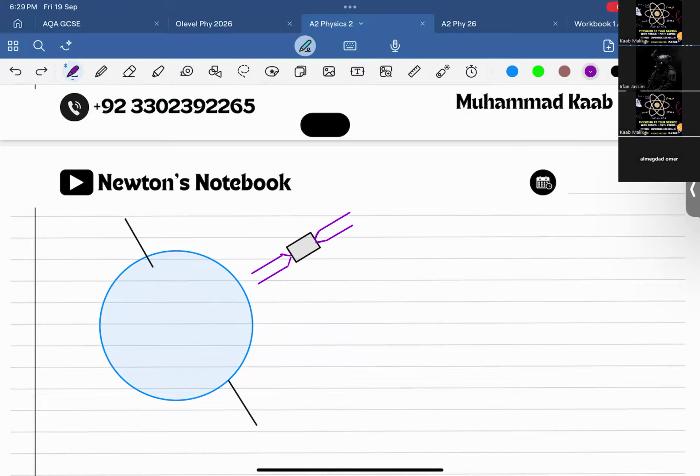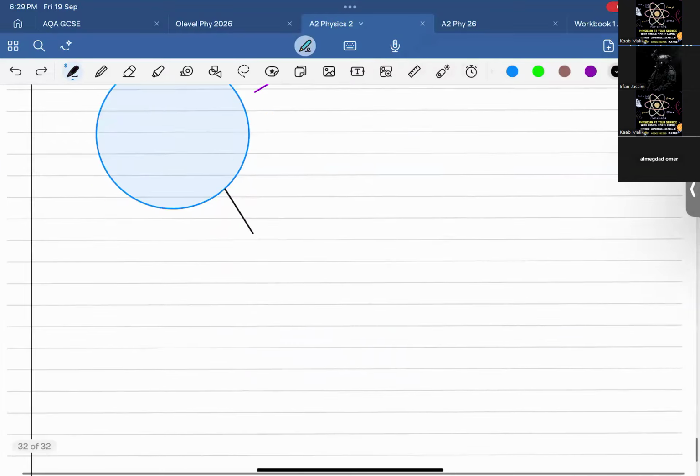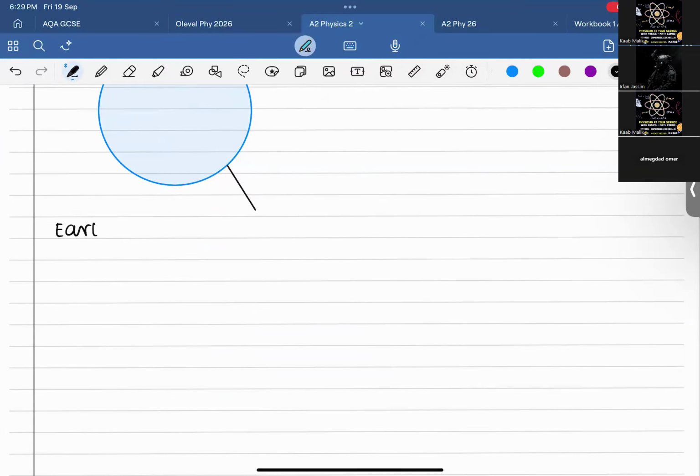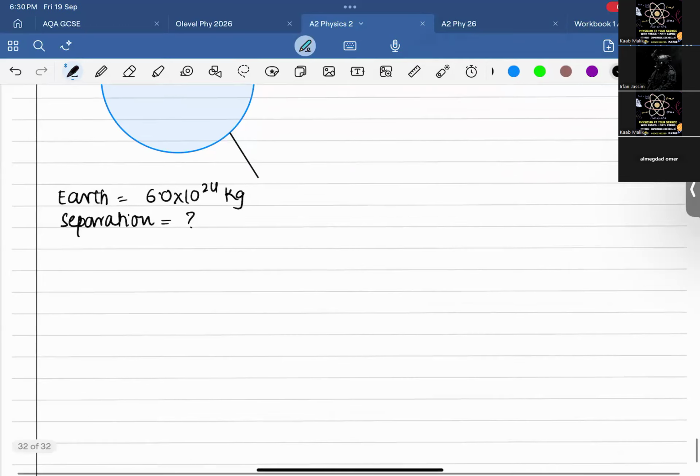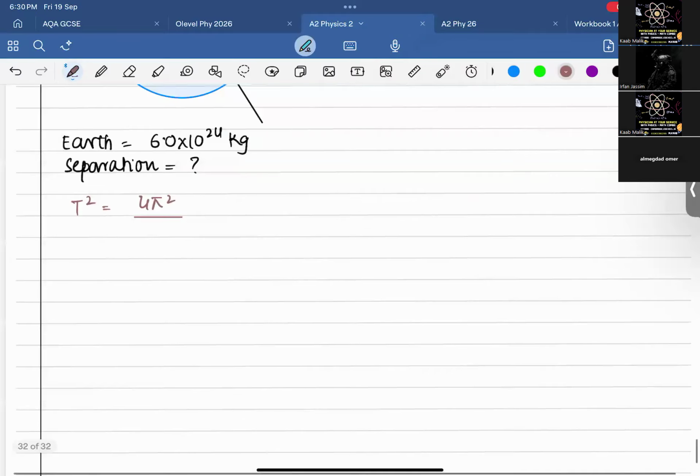So basically, if I put in the values, the Earth has a mass of 6.0 exponent 24 kgs, okay? And you know its time period, you have to find the separation, okay? So you have to use a similar formula. The formula is T squared is equal to 4 pi square over GM times r cube, right?